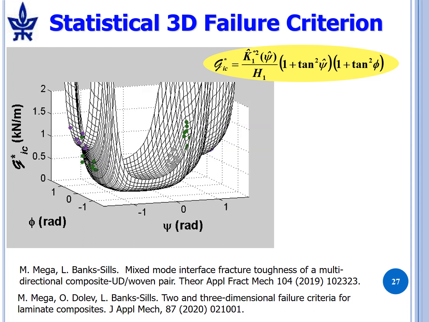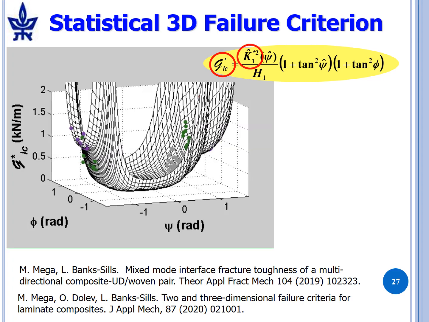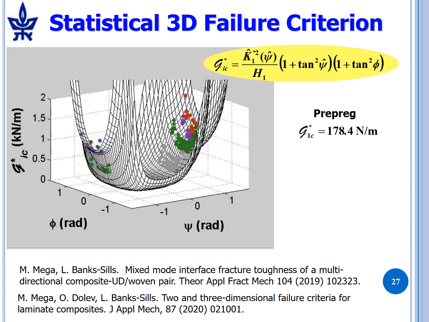Here we see the reduced surface, and you can see that there are many, many more points above the surface and very few points below the surface. So in all the cases, for all the specimens, there were points on the delamination front which were above the surface, or completely above the surface for the entire delamination front. Those are the star quantities. For the pre-preg, G1C star is 178.7 newtons per meter. And for the wet layup, 71.5 newtons per meter.